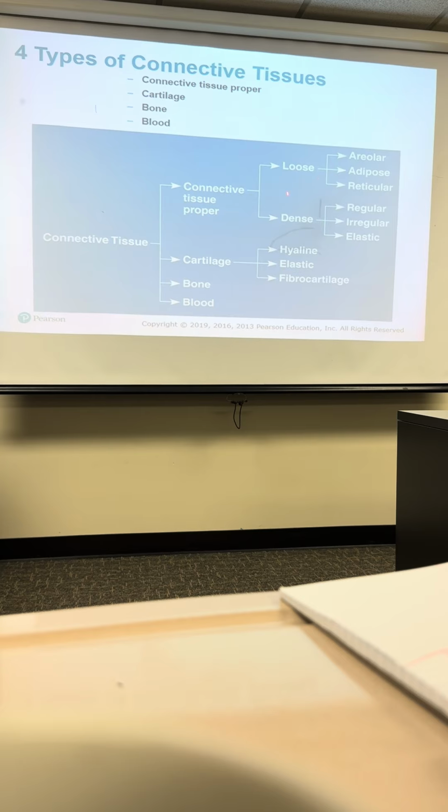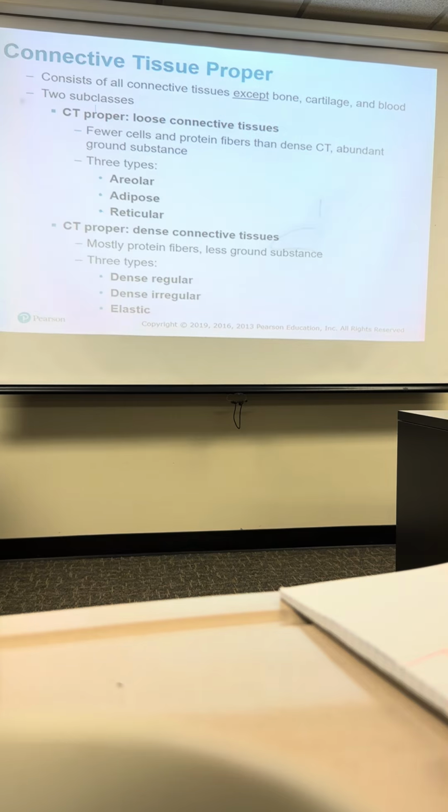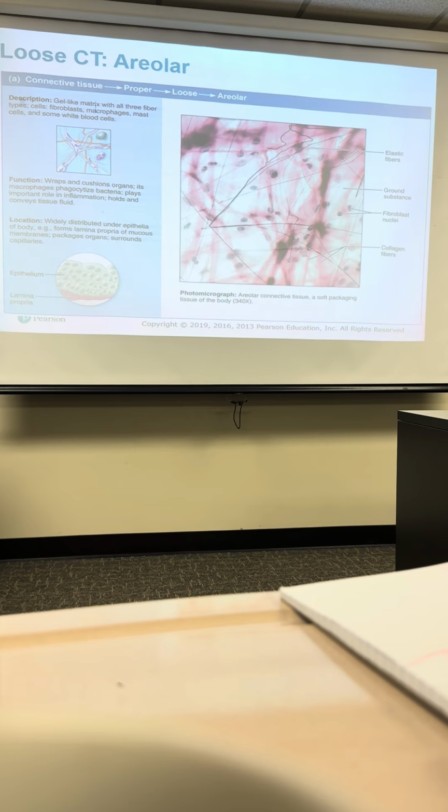So the loose connective tissue proper has three different types: areolar, adipose, and reticular. Areolar, adipose, and reticular. And your dense connective tissue proper has how many different types? Three different types: regular, irregular, and elastic. So now let's start talking about the connective tissue proper. Loose connective tissue proper and the what? Dense connective tissue proper.